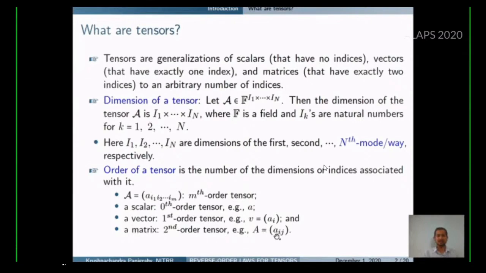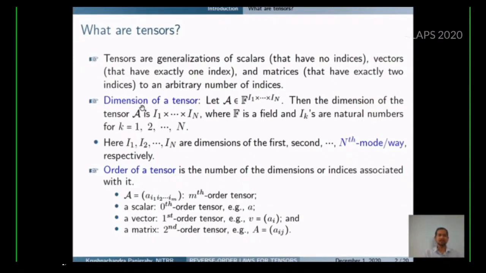If we generalize this indexing, here no indexing is there, here one index i is there, here two indices i and j are there. If we extend the number of indices, then this is called a tensor.